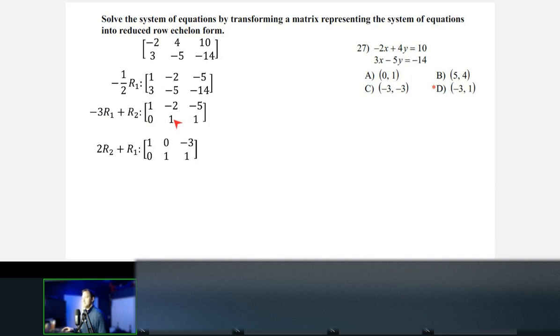So now we're going to use this 1 to make that a 0. So we're going to multiply row 2 by 2 and then add it to row 1. And that's how we get this. And so in 3 operations, we were done with this problem. X is -3 and Y is 1. And we could have just guessed and checked. We could have just plugged all these in to see which one actually works.